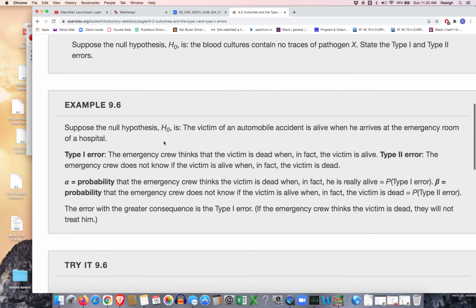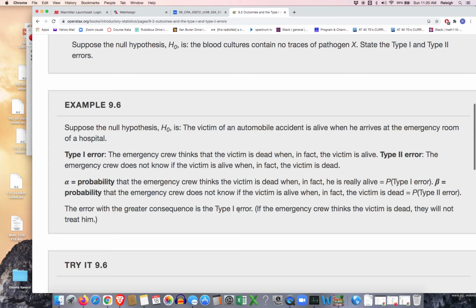How about this one? The victim of an automobile accident is alive when he arrives at the emergency room of a hospital. That's H0. Type 1 error, though, says that we think the victim is dead, so we're rejecting H0 when in fact the victim is alive. That doesn't sound good. What about the other type of error? We just flip the script, and here the emergency crew doesn't really know if the victim is alive. We think perhaps he is, even though he's really dead.